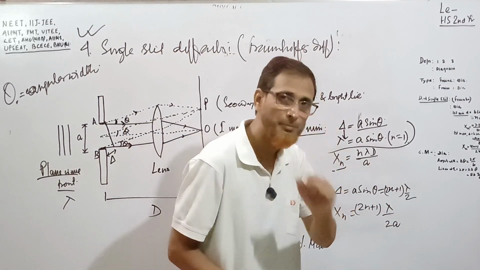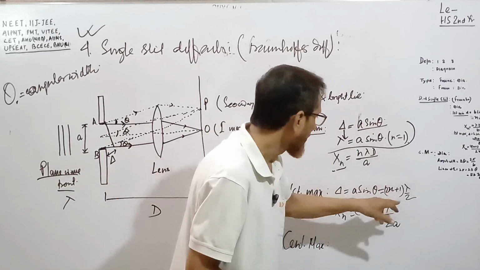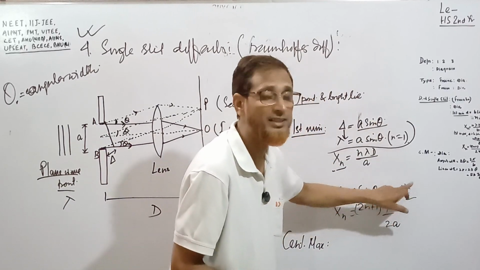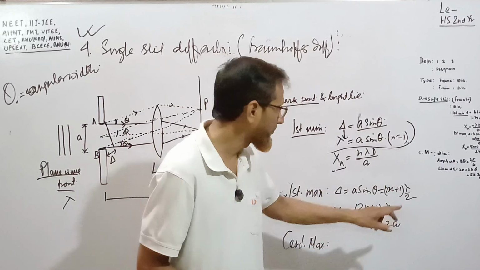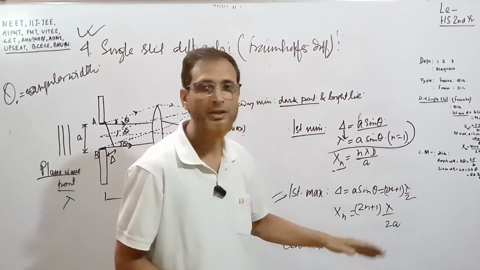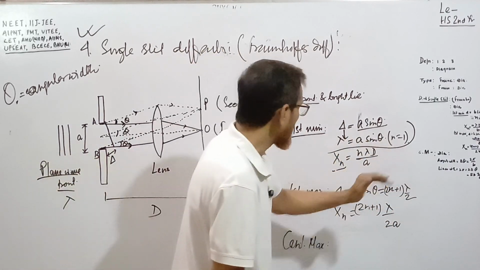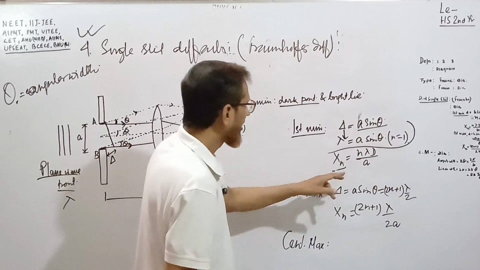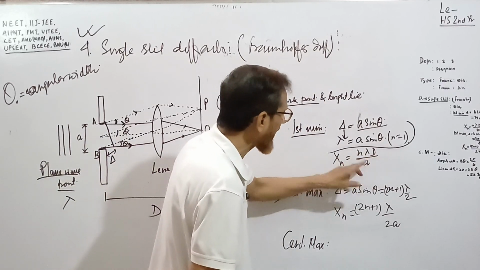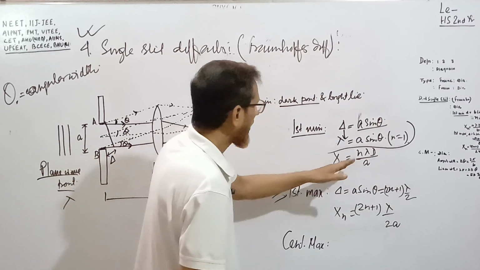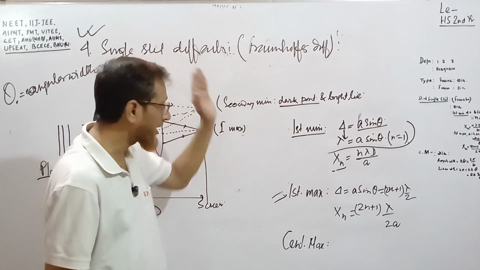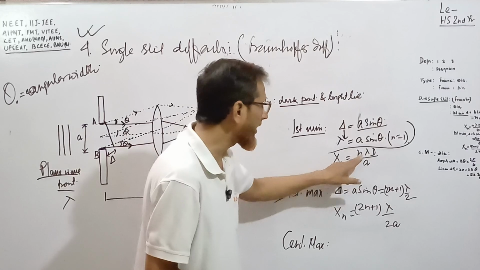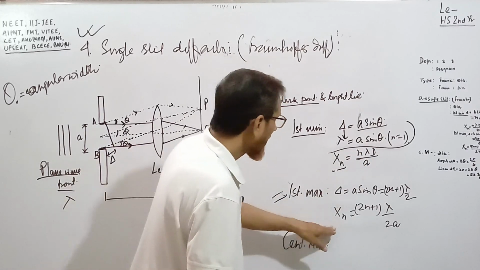So the first bright line will be at n equal to 1, which is 3 lambda by 2, the second is 5 lambda by 2, the third is 7 lambda by 2. In this way, if it is the first minima, then simply n lambda by a, lambda is equal to a sine theta, and the distance from the center is x_n equal to n lambda D by a.